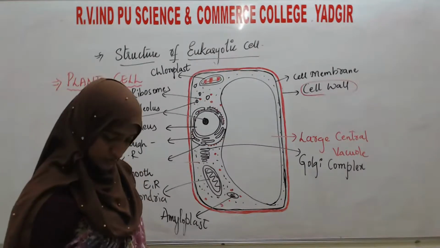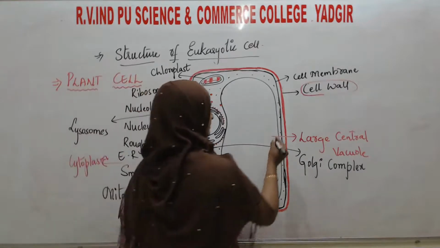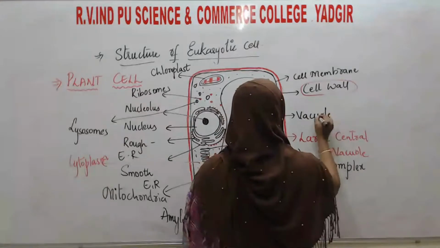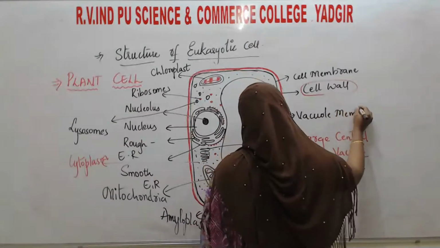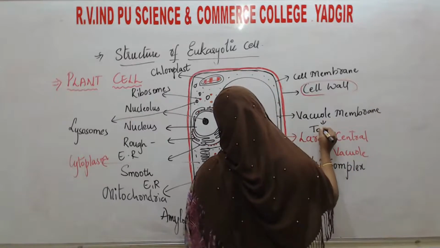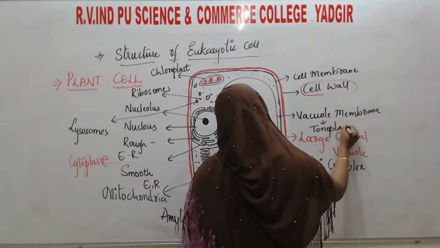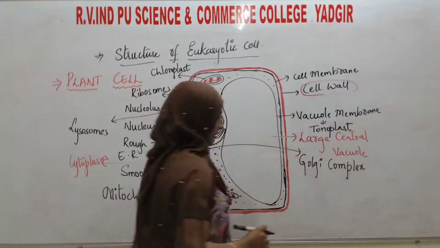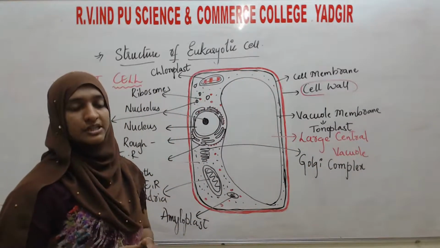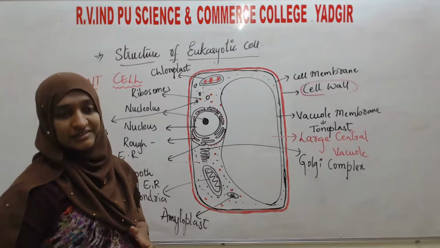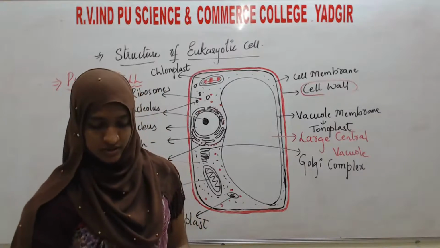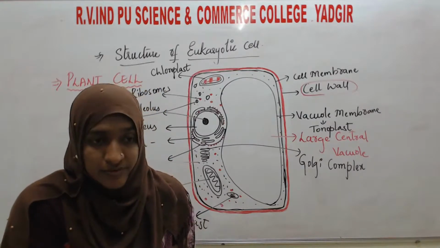A membrane which is surrounding the vacuole is known as the vacuole membrane, or one more name for this membrane is the tonoplast. What is it? That is the tonoplast. Okay, so see here in the plant cell, there is a presence of cytoplasm which is similar to the animal cell, in which all the metabolic activities take place.